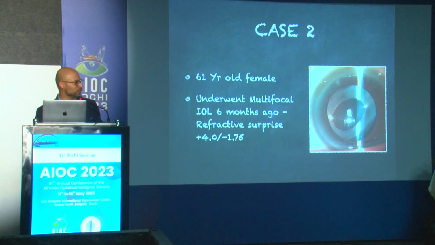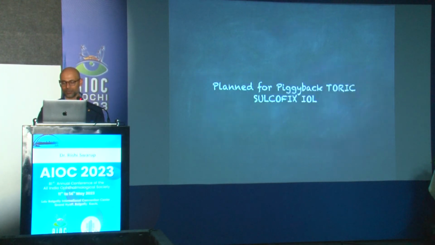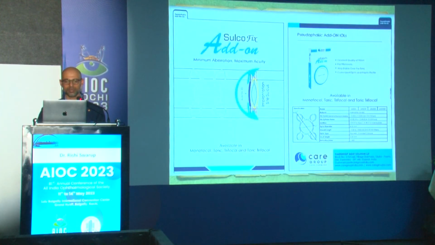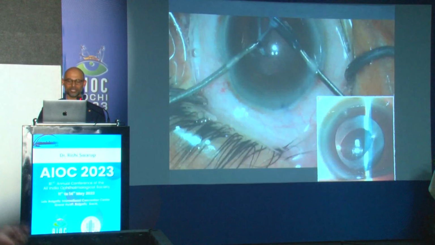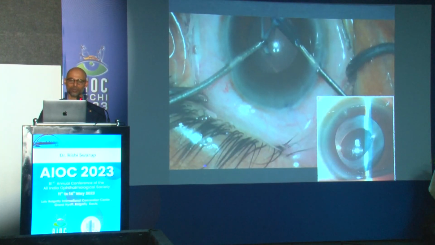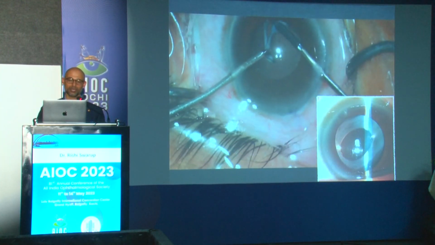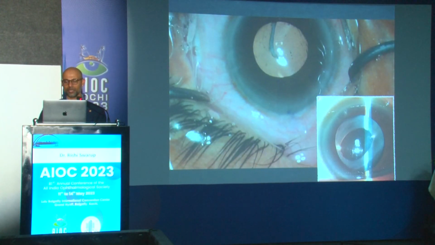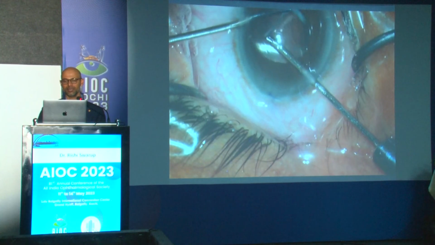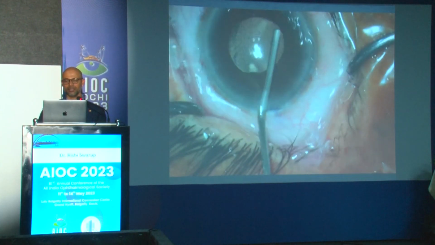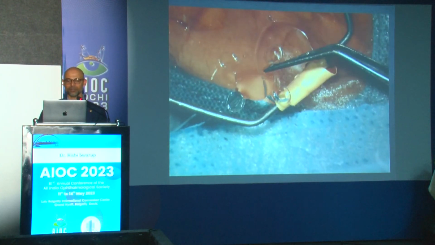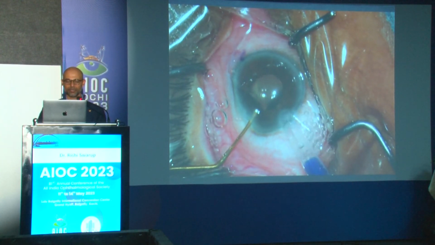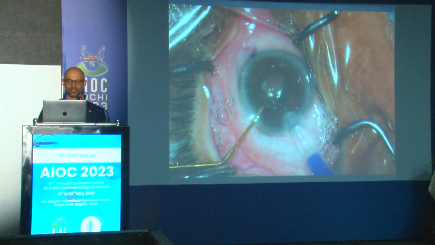But I didn't want to do two interventions, so I just directly decided to do a piggyback and just enlarge the capsule opening. So we used this lens from the Care group called Sulcofix, add-on Sulcofix, and I decided to go with a toric lens. As you can see, we've enlarged the anterior capsule opening and then basically implanted the Sulcofix lens in the sulcus like so. It has 4 haptics, so it sits quite nicely in the sulcus.